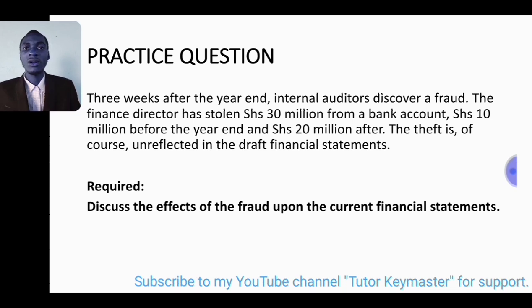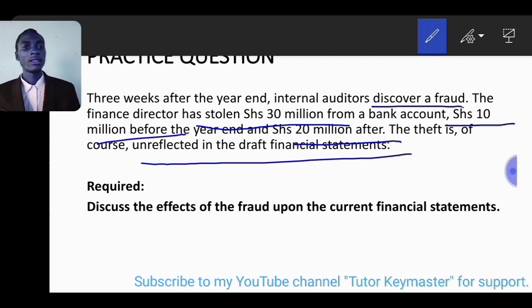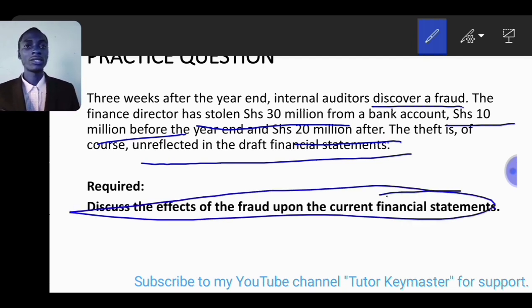We have a practice question here for you. You can try it out and send your answer either in the comment section, my WhatsApp group, or on my Facebook account, and I'll give you feedback on your solution. Three weeks after the year end, the internal auditors discover a fraud. The finance director has stolen shillings 30 million from a bank account, shillings 10 million before the year end and shillings 20 million after. The theft is, of course, unreflected in the draft financial statements. Required: discuss the effects of the fraud upon the current financial statements. You can try that out and send your solution in the comment section, or inbox me in my channels. Then I'll give you the feedback.